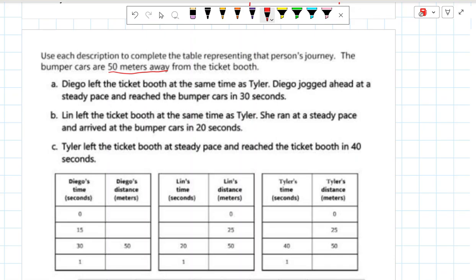So we have three tables here. We have Diego's, Lynn's, and Tyler's. So what we're going to do for the notes, we're going to just color code things. We're going to call Diego the yellow one. We're going to call Lynn, B, the green one. And then we're going to call Tyler the blue one. Just so in the notes you can see what is happening.